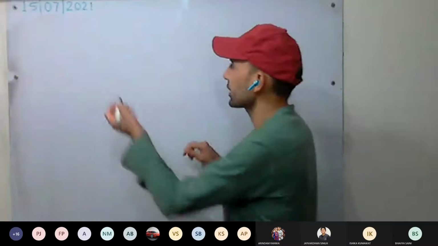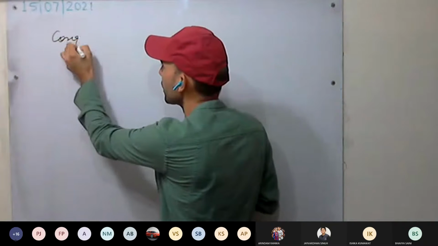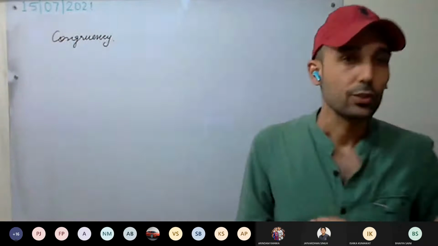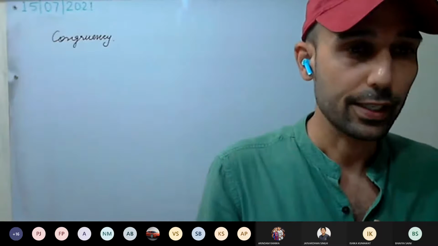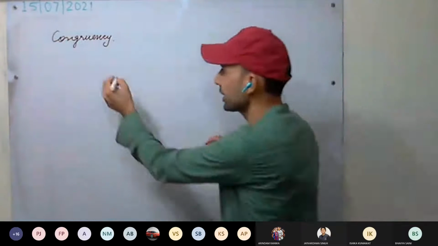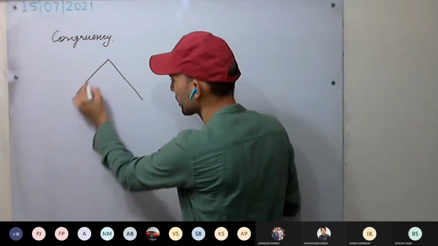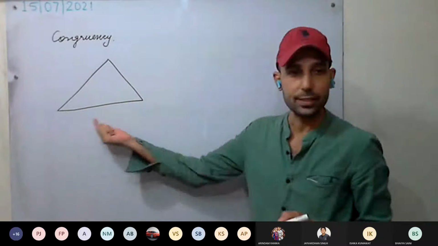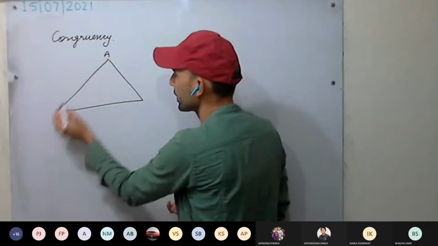Triangles, we are discussing congruency. So first we are discussing properties of the triangle. What we have discussed till now is that a triangle has three sides. A triangle has three sides and how many angles?